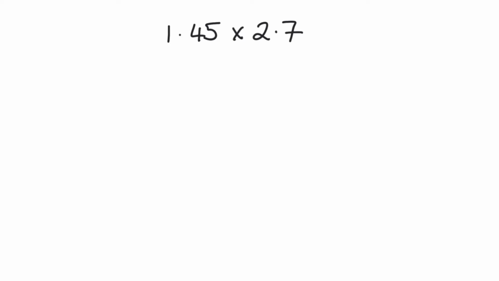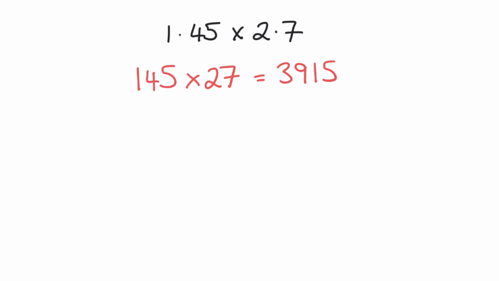So to times these together, we're going to take out the decimal point. So we've got 145 times 27. We're going to times these two whole numbers together, which equals 3,915. And then we're going to put the decimal point back in.